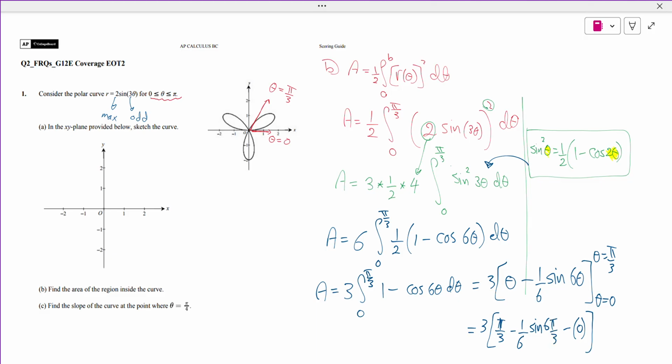Now sine of 6 times pi over 3 means sine of 2 pi. Sine of 2 pi is 0. So this quantity here becomes 0. And 3 times pi over 3 will be only pi. The final answer, or the area of the region inside the curve, is equal to pi.